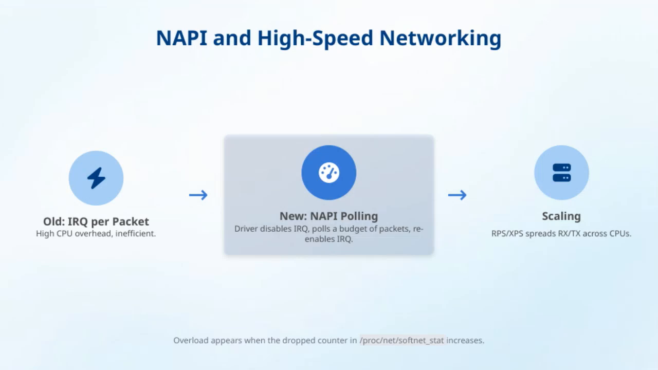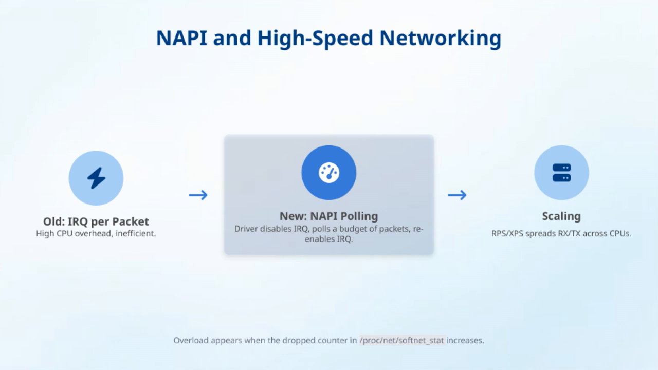Overload occurs when the dropped counter in /proc/net/softnet_stat increases, indicating that the system is struggling to process incoming packets fast enough. To manage this, techniques like RPS and XPS spread RX and TX workloads across multiple CPUs, helping to balance the load and improve efficiency. When scaling, the driver typically disables IRQs, polls a certain number of packets, and then re-enables IRQs, which is a basic form of managing high network traffic.